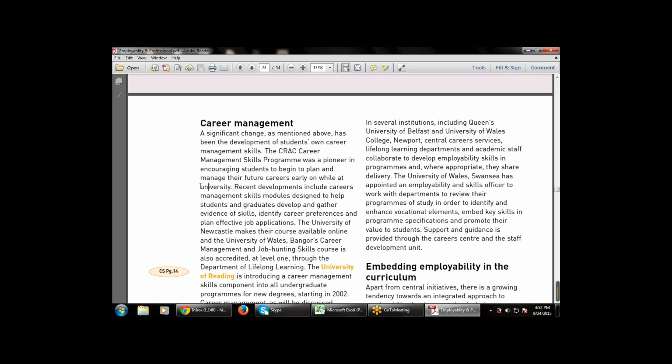The University of Reading is also introducing a career management skills component for all graduates. So every university provides career management skills to undergraduate as well as graduate students, so that students know what career management skills are required in the organization. Whenever they are looking for a job, they are familiar with career management skills.